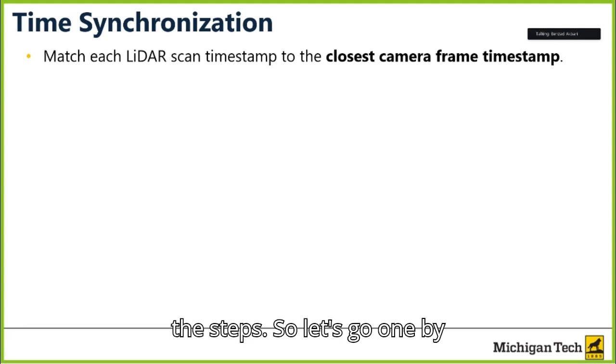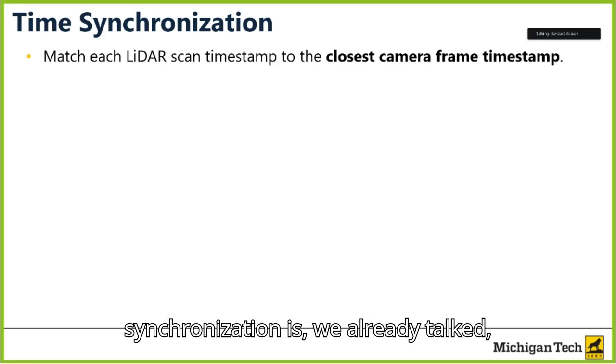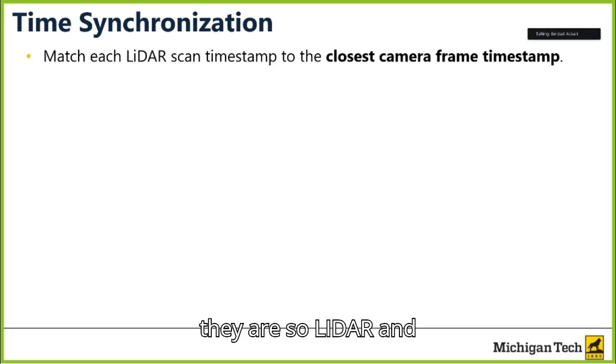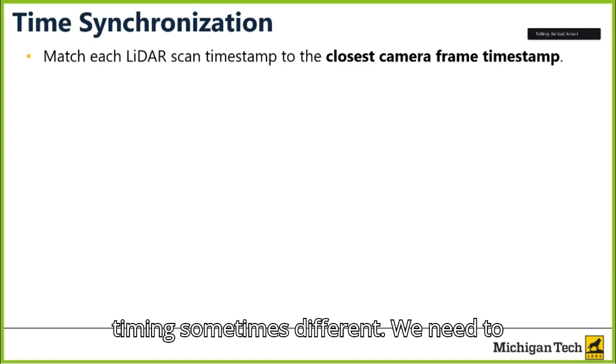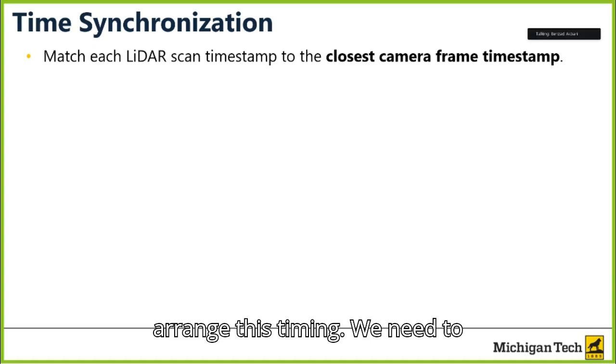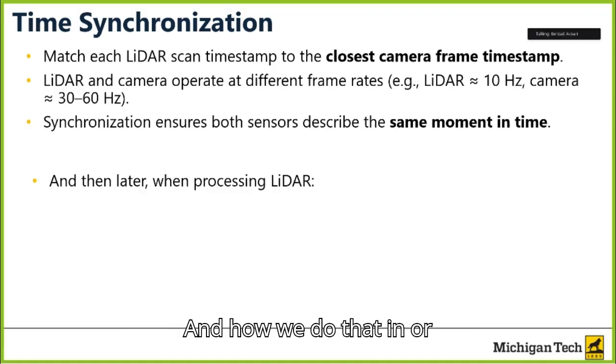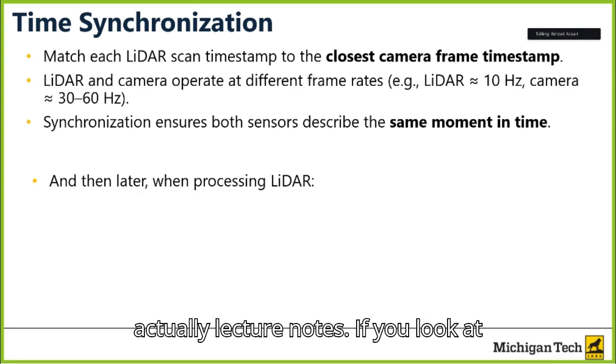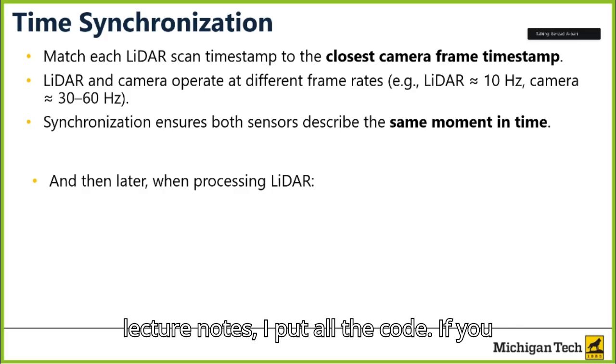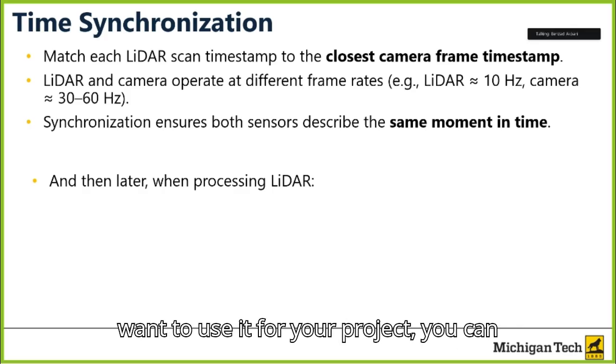So let's go one by one with more details. Time synchronization: we already talked about it. LiDAR and camera are not at the same time. The rates are different, and the timing is sometimes different. We need to arrange this timing and synchronize it nicely. How do we do that? I have code written, and it is in your lecture notes. I put all the code there. If you want to use it for your project, you can do that as well.